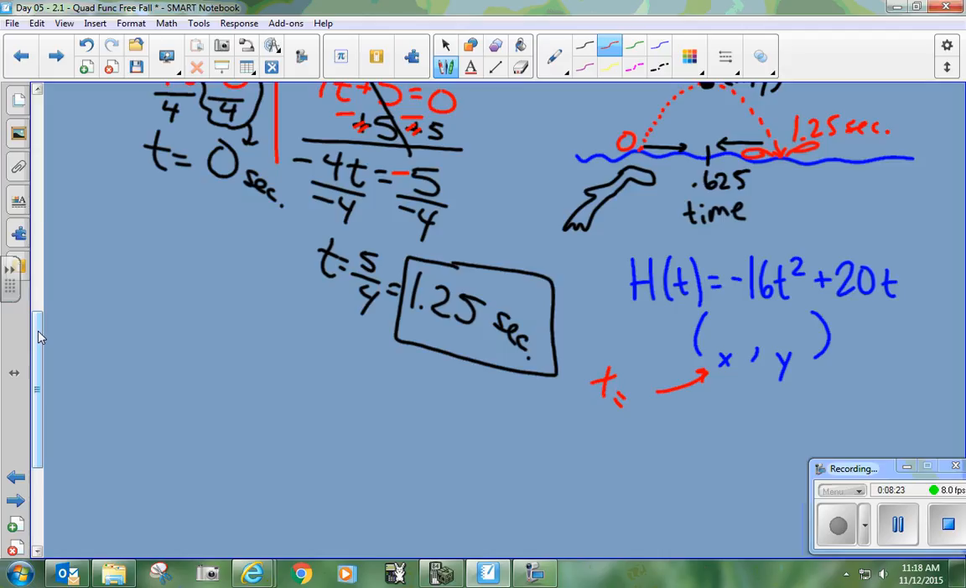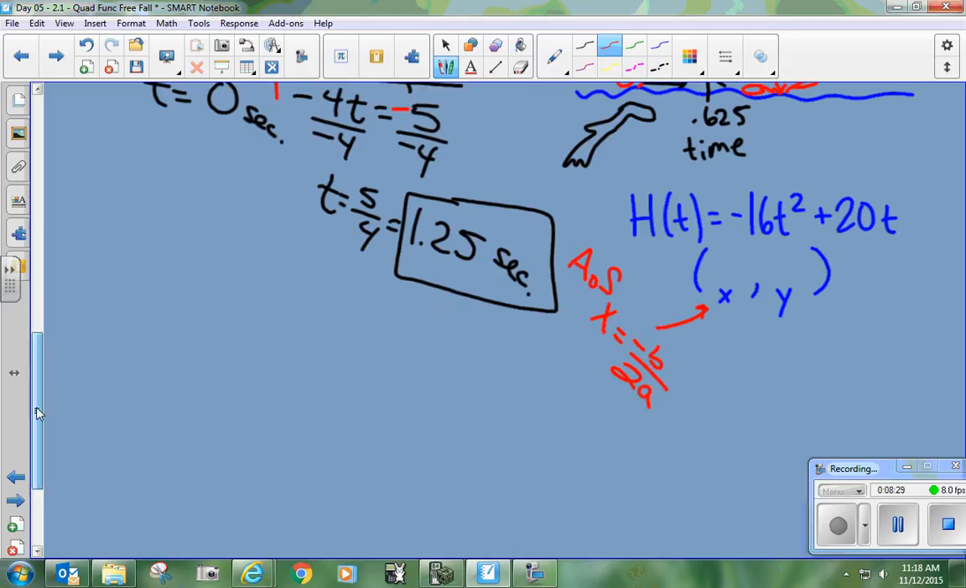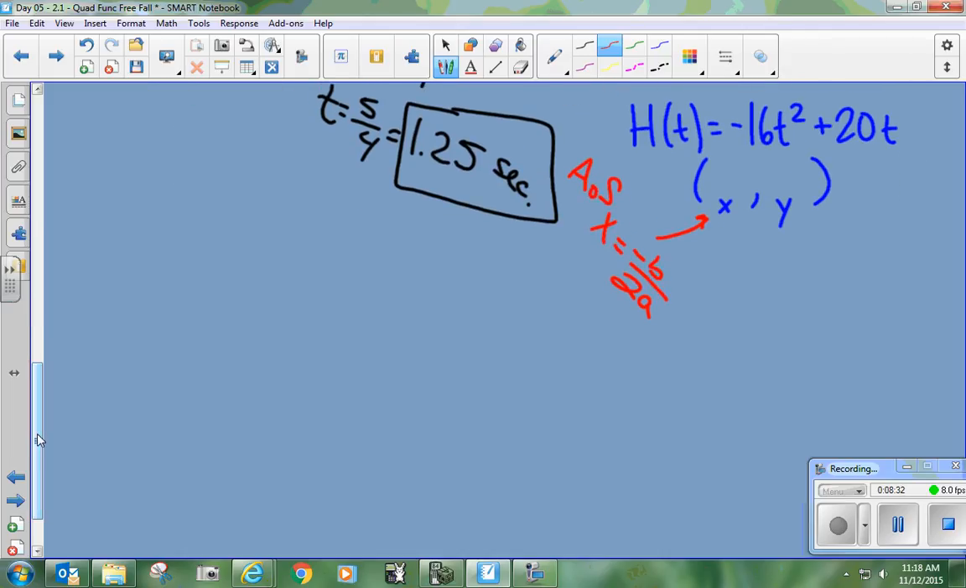x equals, remember our axis of symmetry, negative b over 2a. What's my b value here? 20. So that's negative 20 all over 2 times my a value, which is negative 16. That's negative 20 over negative 32. And if you do that in your calculator, what do you get? 0.625. That's your x value. You were right. It's actually halfway between. The math proved it.